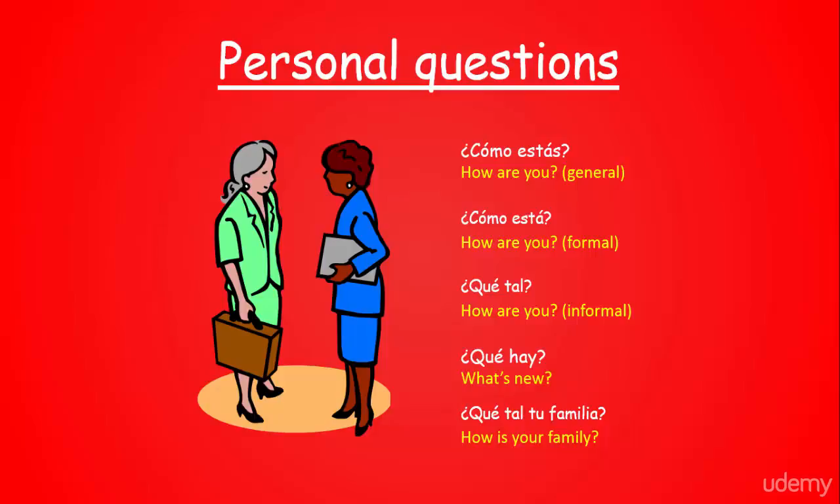¿Qué tal? As we've just been looking at. So how are you? Again, that's our informal. ¿Qué hay? What's new? So again, something we'd maybe say with friends, something that's a little bit more day-to-day, colloquial. And finally, ¿Qué tal tu familia? How is your family? So something, maybe if we have friends we've had for quite a long time and we know their family, this is a nice question we might use there to ask about them.